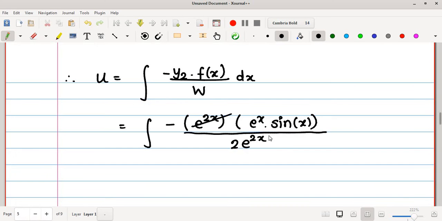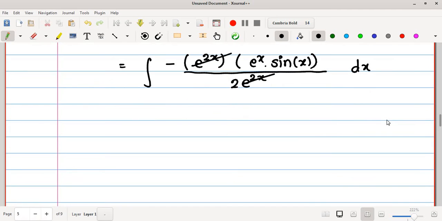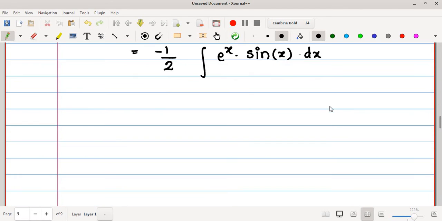So we can cancel this e raised to 2x, and now we can take the integration. If we take that minus 1 upon 2 outside, so this is e raised to x into sin x. To evaluate this integration, there is a standard formula.